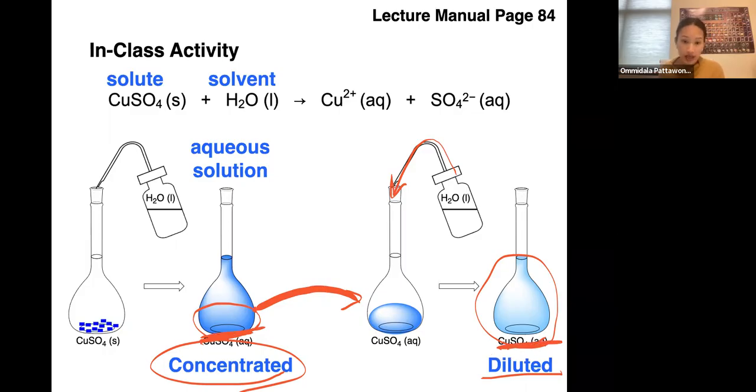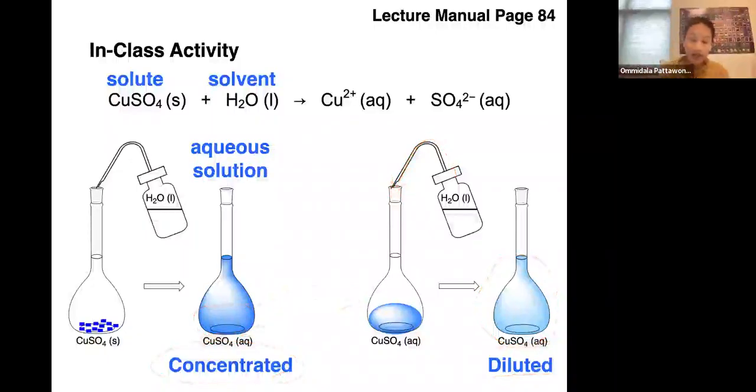If it's colorless, then it's going to be the same before and after, containing no color. But if the solution has color, you will observe that the concentrated solution would be darker than the diluted solution, as we saw in the previous slide.